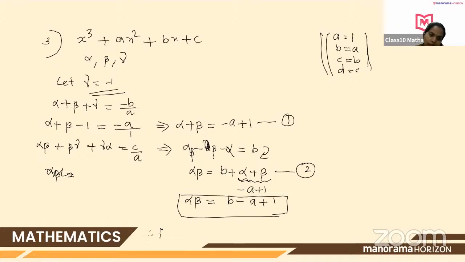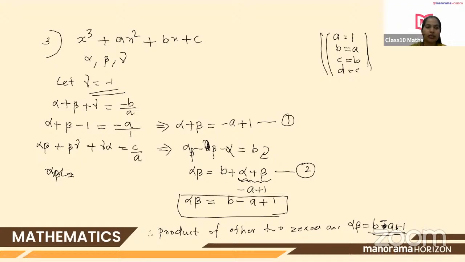Therefore, product of other two zeros alpha beta is equal to b minus a plus 1. So this is the, sorry, b minus a plus 1. This is the answer. Clear?